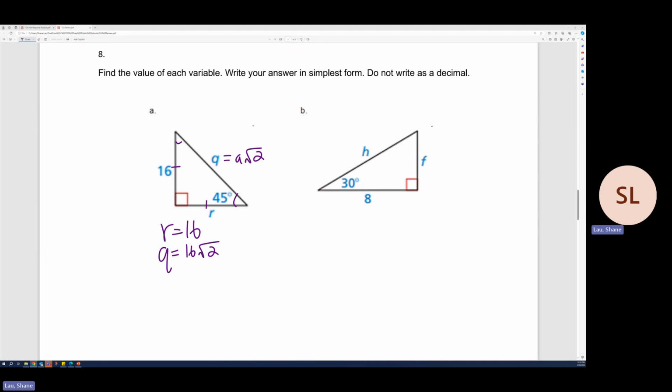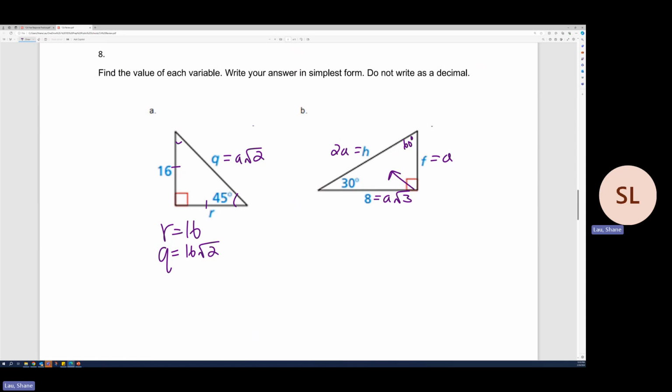Then for our second part, we know that this is 60 degrees. The side opposite the 30 degrees is equal to A, so F equals A. The side opposite to 60 degrees is A square root of 3. And the side opposite our 90-degree angle is our hypotenuse. That's going to be 2A.